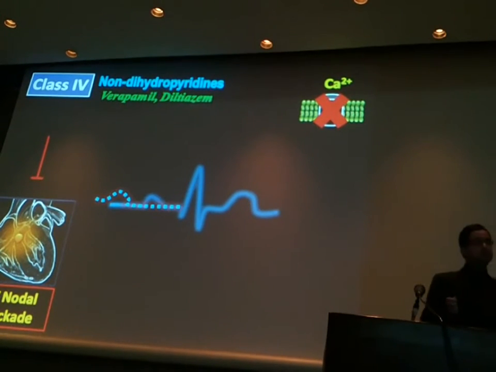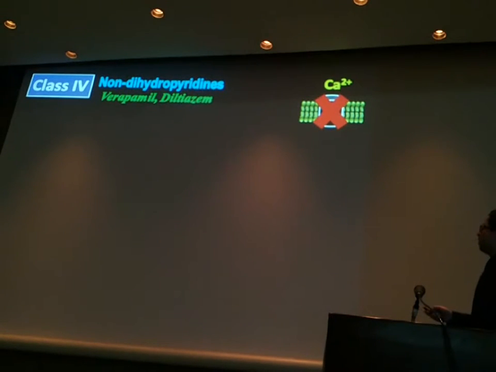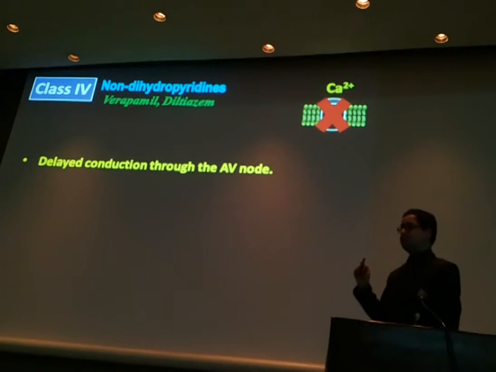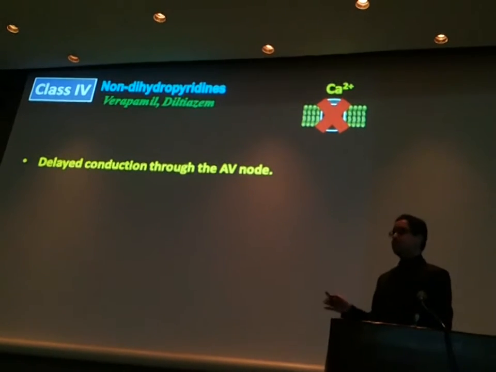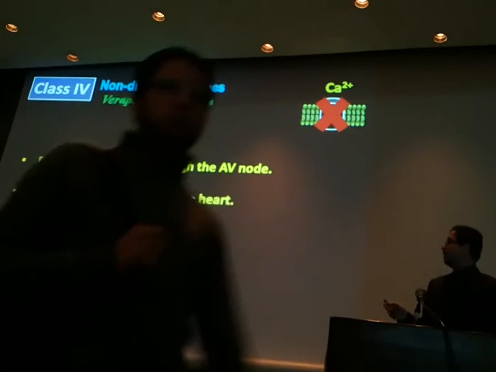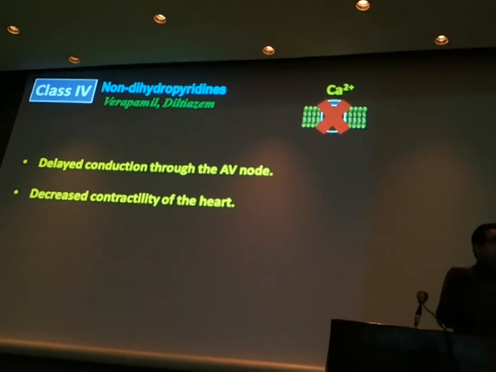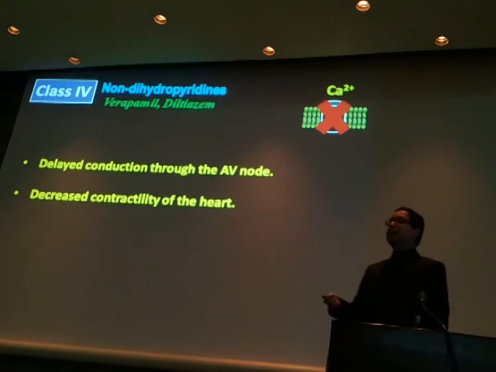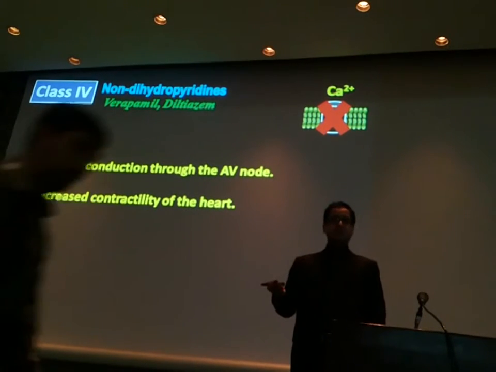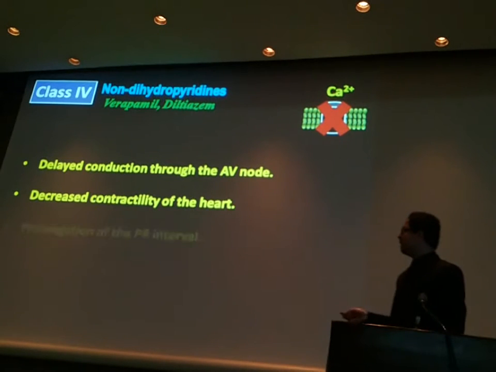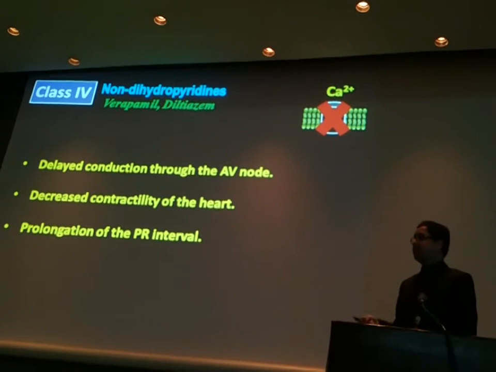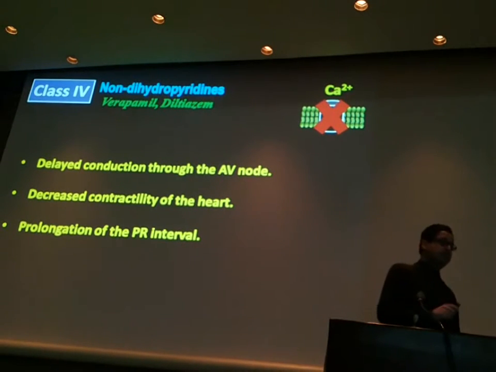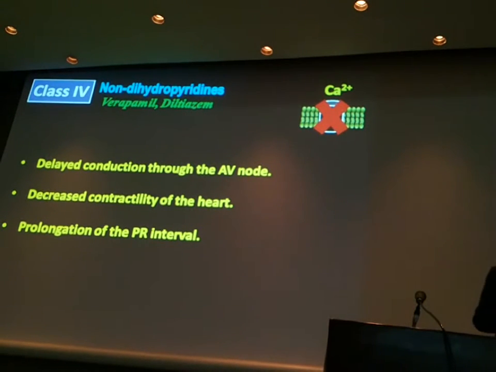Do you understand? Okay. So if we want to summarize the function of the calcium channel blockers, there is first the delayed conduction through the AV node, and there is another thing which is the decreased contractility of the heart. Both of these functions are helpful in fighting against arrhythmias. Okay? And that will be reflected on the ECG strip as a prolongation of the PR interval. Okay, this is class 4.